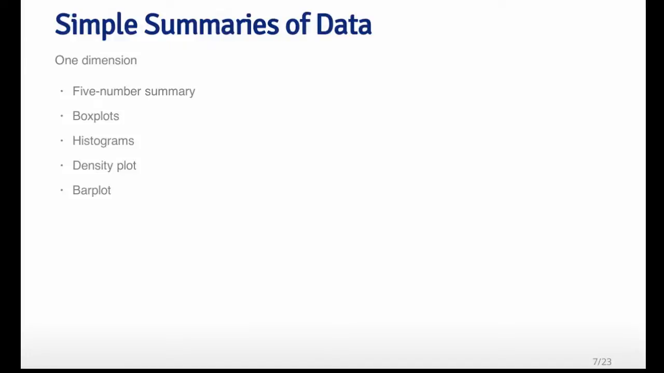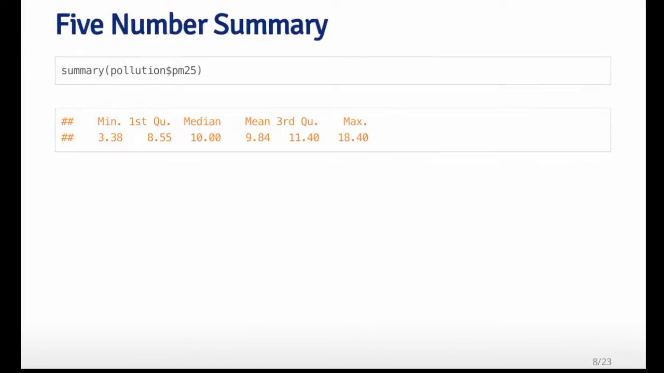The first one is the 5-number summary, which is really not a plot at all, obviously, but it's a summary of just some particular aspects of a given variable. The summary function in R can produce this summary, and actually it's a 6-number summary because it includes the mean. The traditional 5-number summary is the minimum, the first quartile, the median, the third quartile, and the maximum, and the summary function just puts the mean in there too.